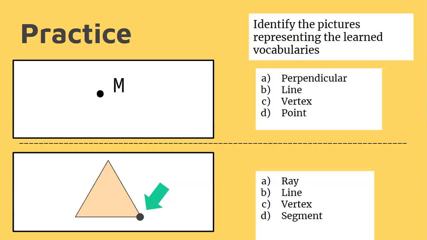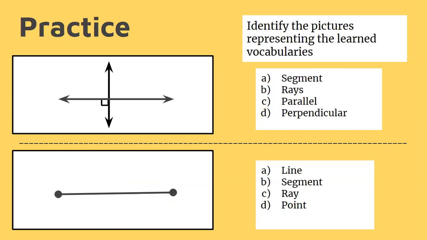All right, so the answers to these images are, for the first image, we got point because it's a dot and it's being labeled by M, so that point could be called M. And then the next image is C, vertex. It is a vertex because it's a corner of a shape. There you go. All right, we still got more. So next.